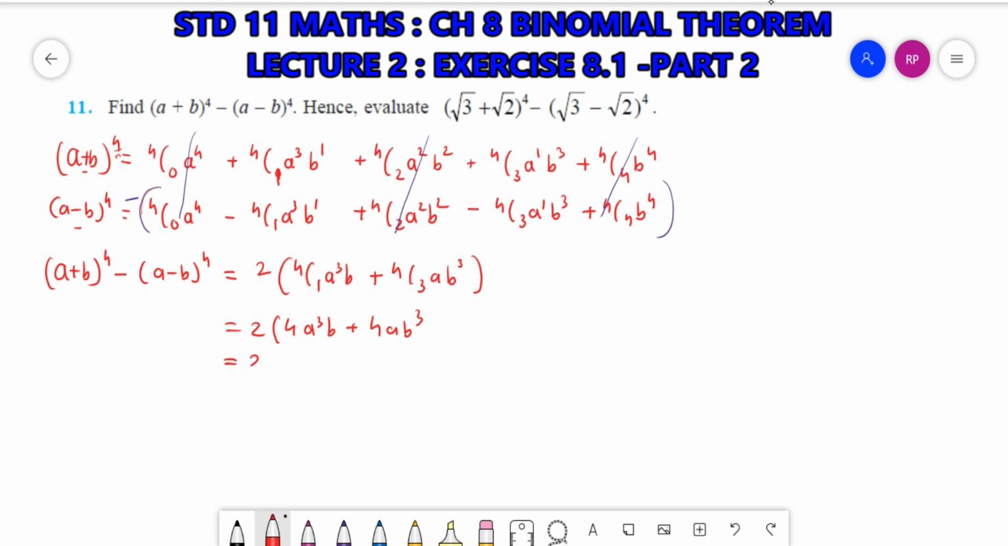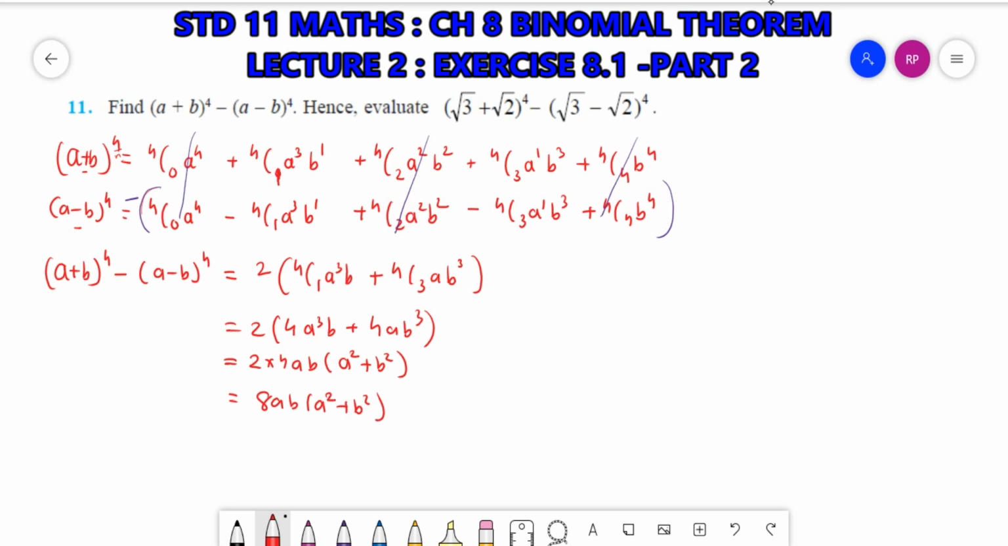What can I take common? 2, I can take 4 common, I can take ab common. So this will be equal to a square plus b square. So hence it will be equal to 8ab a square plus b square.